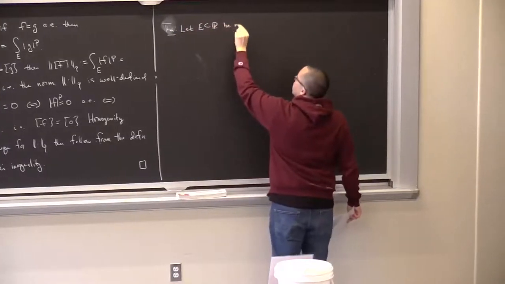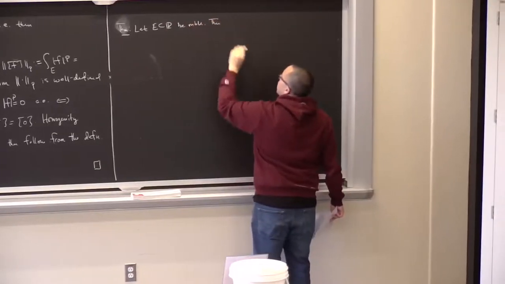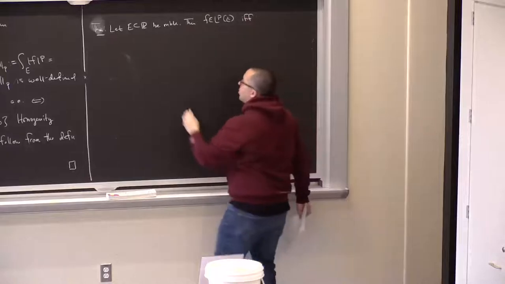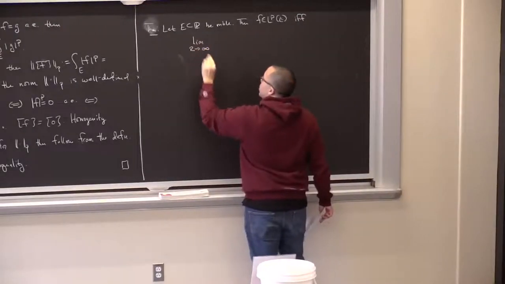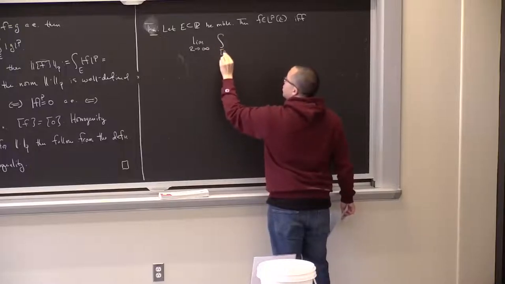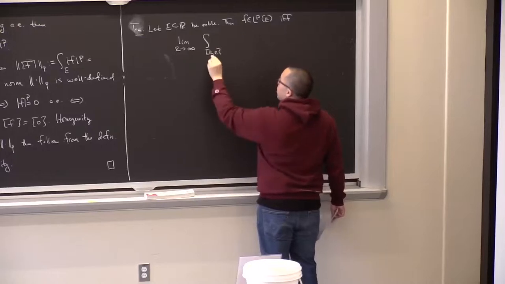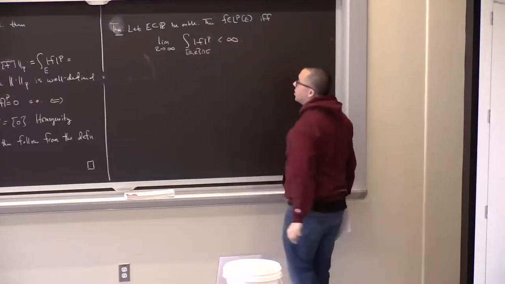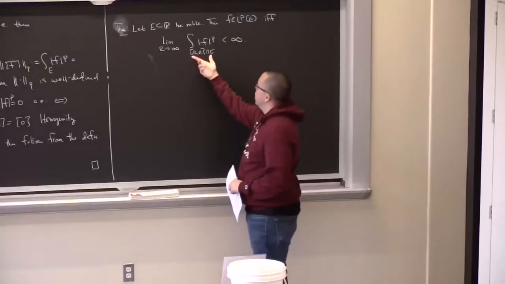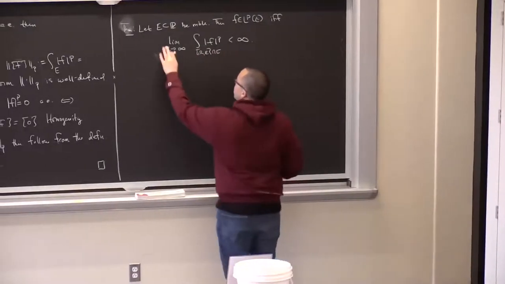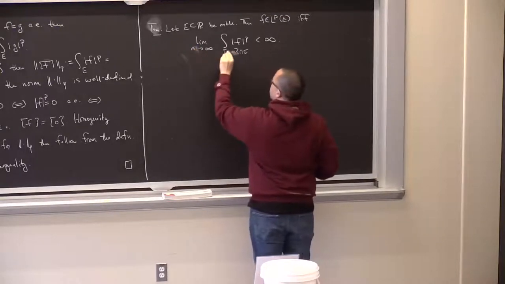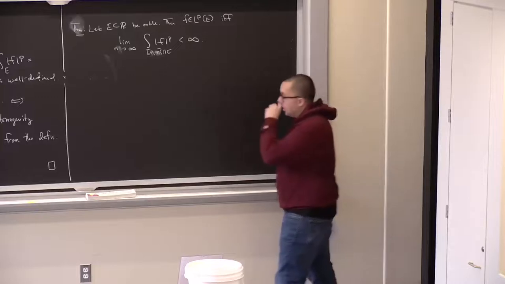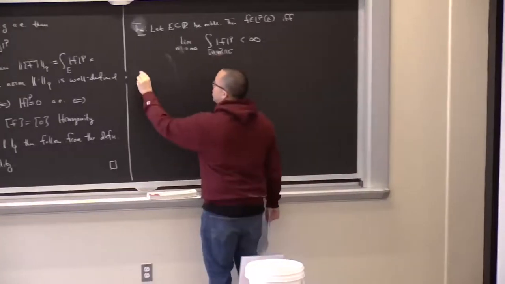Let E be measurable, then f is in LP of E if and only if the limit as R goes to infinity of the integral over minus R to R intersect E of |f|^p is finite. Okay? Notice, as R goes to plus infinity, maybe let's not make it R, we can make it n, where n is a natural number. Then this is an increasing sequence of numbers, so let's give the proof real quick.